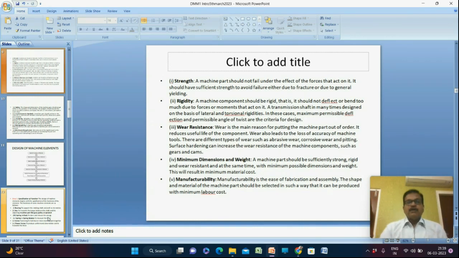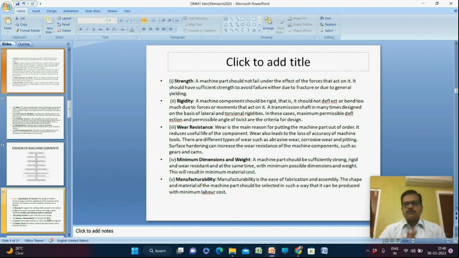Next, wear resistance. Wear is the main reason for putting the machine part out of order. It reduces the useful life of the component. Wear also leads to loss of accuracy of the machine tools. There are different types of wear such as abrasive wear, corrosive wear, pitting. Surface hardening can increase the wear resistance of machine components such as gears and cams.